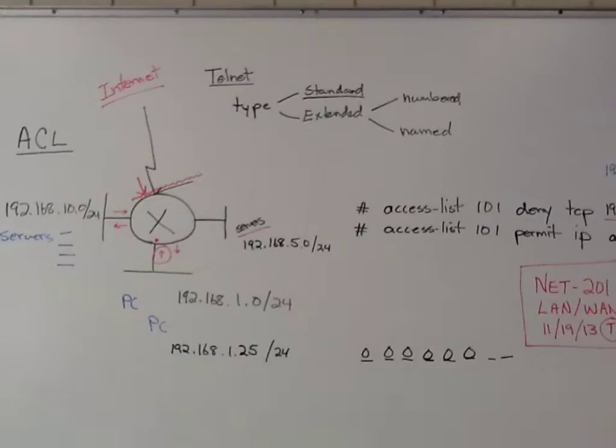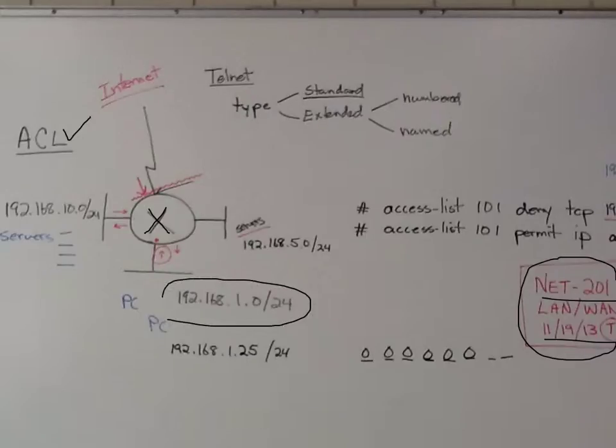We have NET-201. Today we're talking about access lists, LAN, WAN. It's Tuesday. So we started out and we're talking about controlling access lists, and we have a router, and we looked at this network being controlled so it cannot telnet to this network over here.